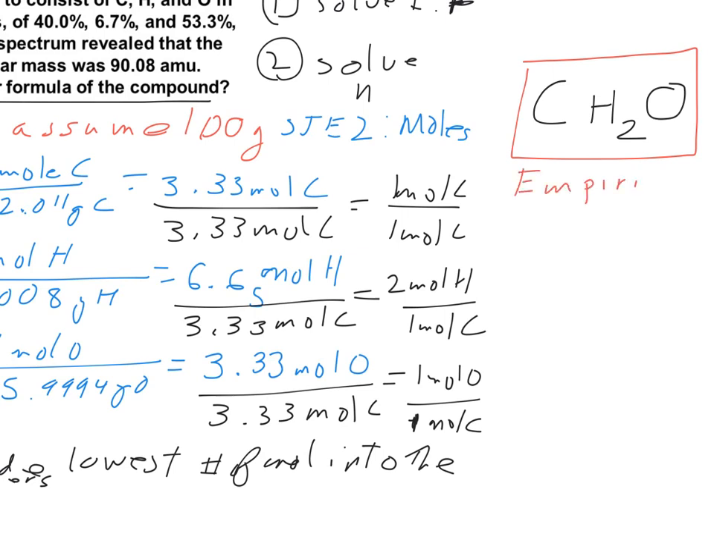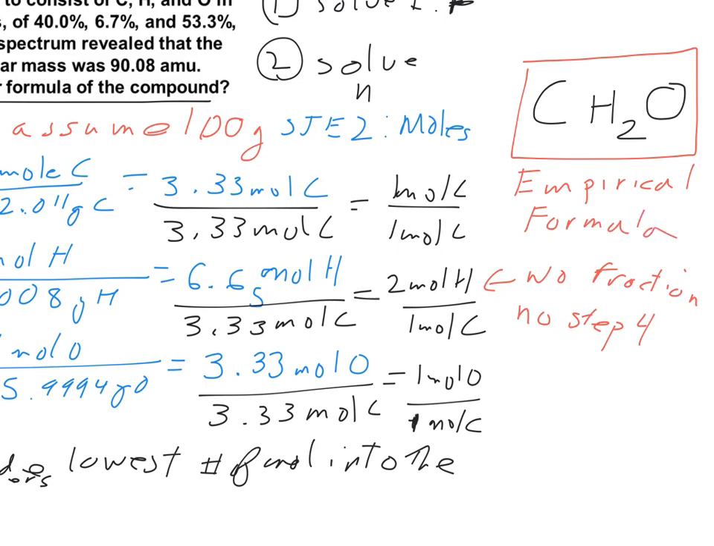Notice that this time there's no fractions, right? I have an even number 2, so I have no fractions, so I don't really need to worry about multiplying by anything to clear fractions. No fractions, so no step 4. So we have our empirical formula now. Now we want to get that molecular formula.